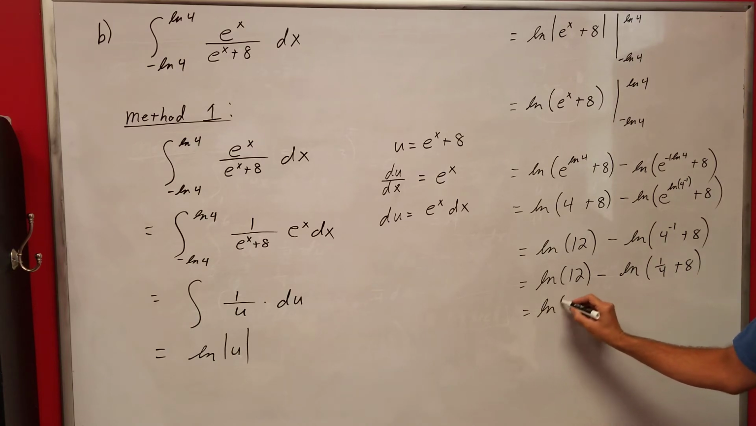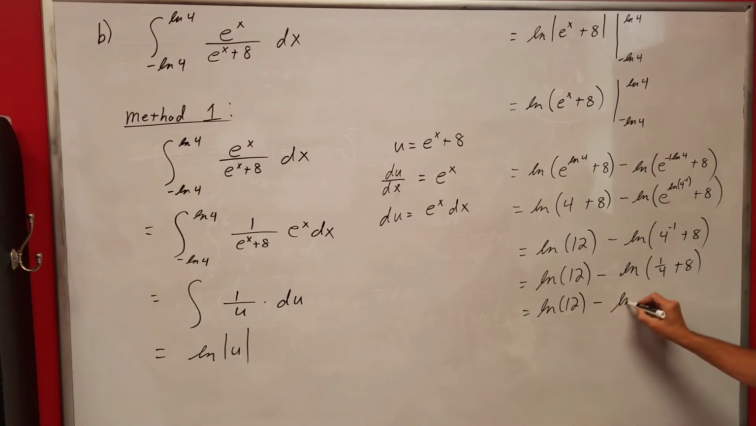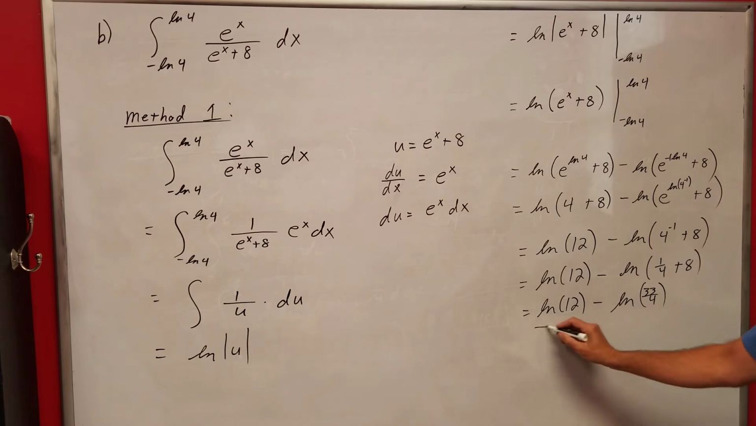So here we have natural log of 12 minus natural log of 1/4 plus 8. Or we can say natural log of 12 minus the natural log of, what do I get whenever I add that stuff up? And that's what, 32 over 4 plus 1 over 4, so 33 over 4 like that. Now that would be fine.